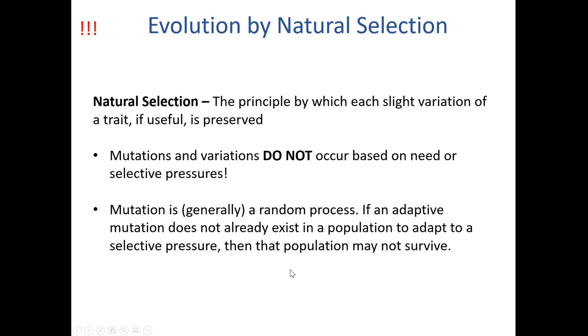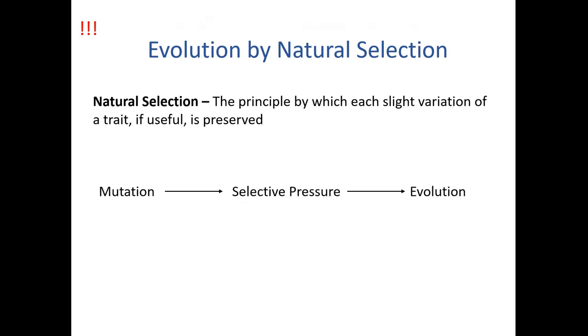So you really need to have a variation that's advantageous in a certain scenario before that scenario arises, or else you might face extinction, if that makes sense. So in other words, mutations always come first, or they need to come first in order to survive a selective pressure. The selective pressure can then act upon those mutations in order to drive the evolution of a population. And so this is the order of events in each case. It's going to be mutation, then selective pressure to act upon that mutation, which leads to the evolution of a species.